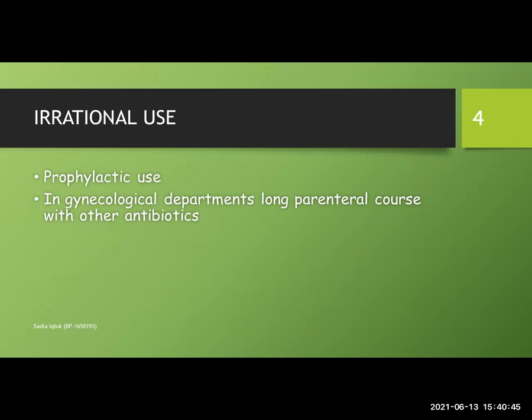Another irrational use of gentamicin is the long parenteral use of gentamicin in combination with other antibiotics in gynecological departments. There are two reasons that it should not be used prophylactically in gynecological departments. One is that it is a pregnancy category D drug, and second is that it causes vestibular and auditory nerve damage to the growing fetus.